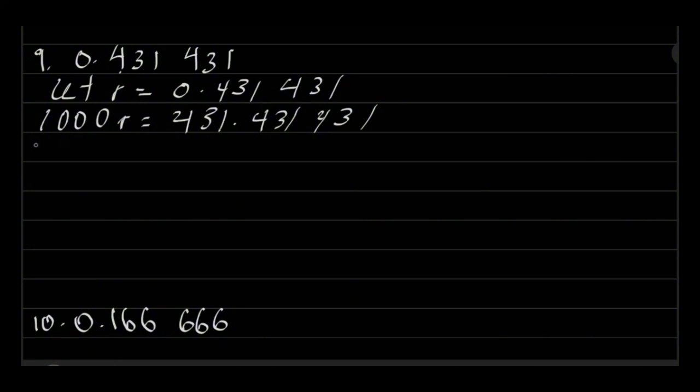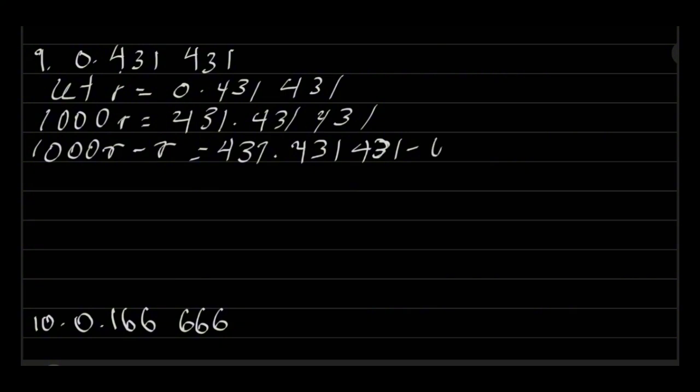So 1000r will be equal to 431.431431. So now 1000r minus r will be equal to 431.431431 minus 0.431431. Now when we do our subtraction, we are going to have 999r equals 431.